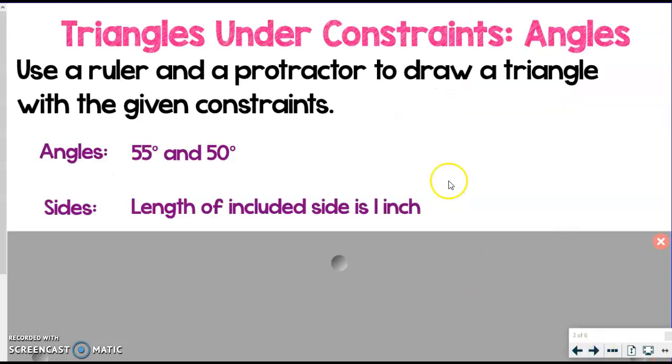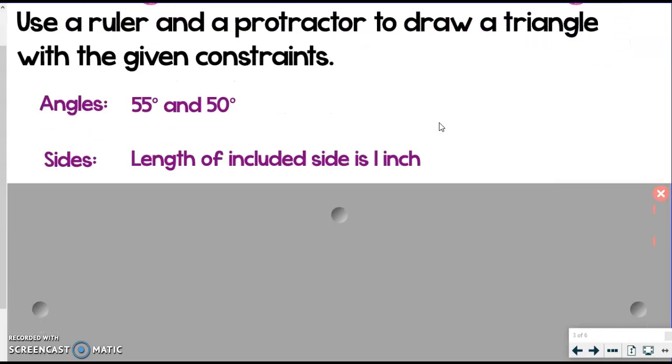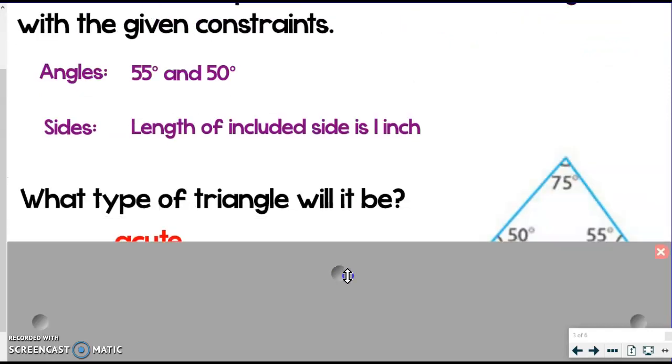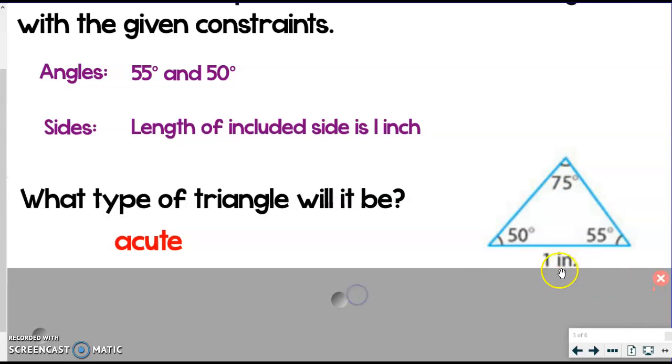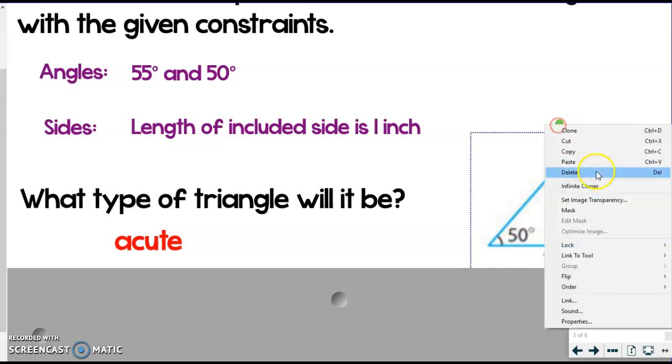So let's look at one more. We've got two angles again, and we have a side length of 1 inch now. So I'm just going to draw it for you, or have it made already. So when we did that, I had a 1 inch line here. We had 50 on one side, 55 on the other. I could have flip-flopped those, but again, that would just be doing this.